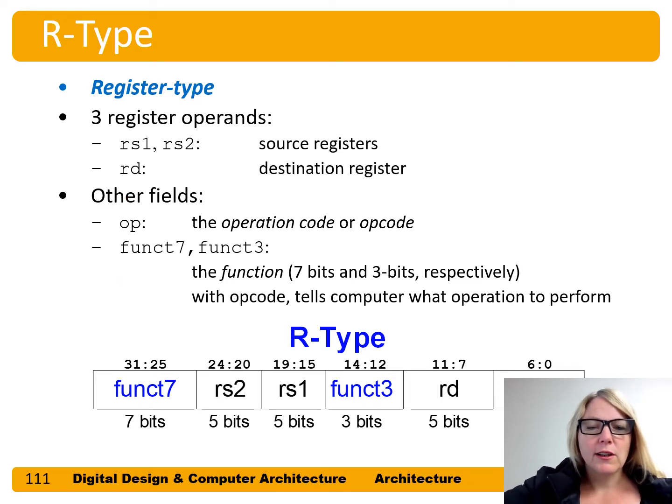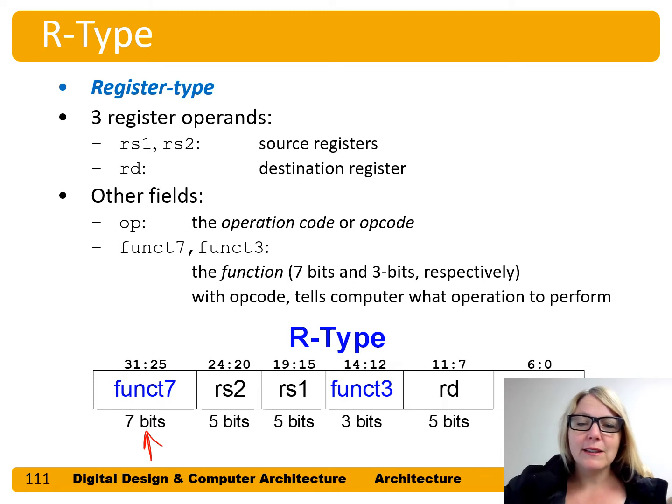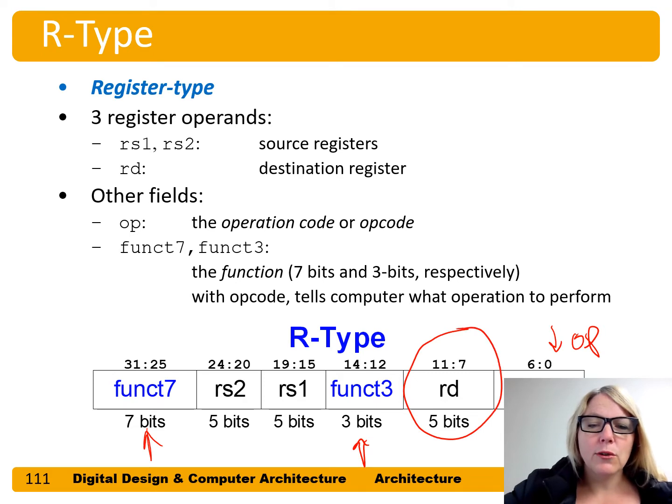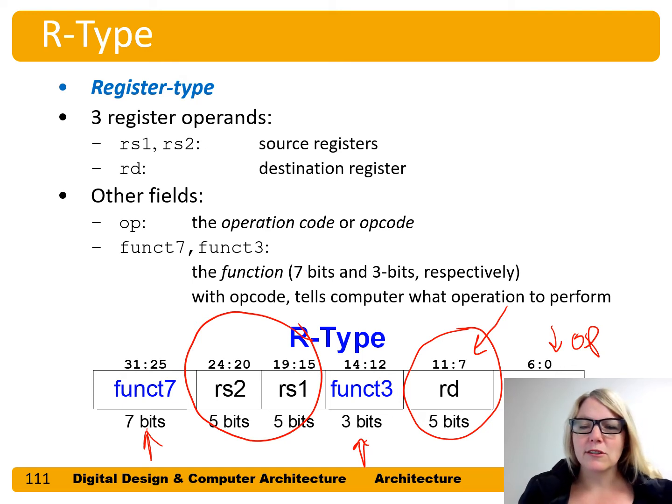So here's our R-type instruction. We have the funct7 field, which is 7 bits, funct3, and then here is our opcode, which is a 7-bit opcode. And then we also have our operands. We encode our operands using 5 bits because we have 32 registers. So we need 5 bits, log base 2 of 32, to indicate which register to access: our destination, and our 2 source registers, RS1 and RS2.